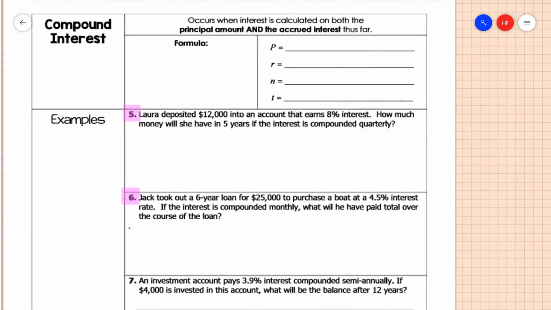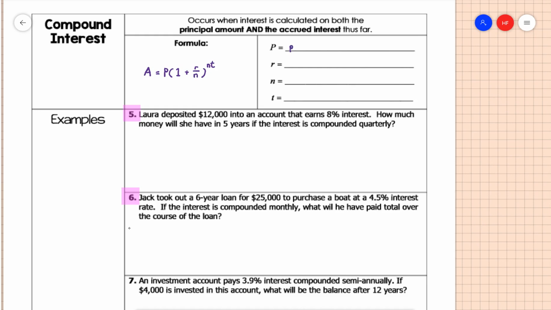So now we have something called compound interest, and that's going to happen whenever the interest is calculated on the principal amount and the accrued interest so far. So whenever you are taking out a loan or something, and they are putting interest on your interest, which is a lot of times what they're going to do, we have a different formula. It's A equals P times 1 plus R over N to the NT power.